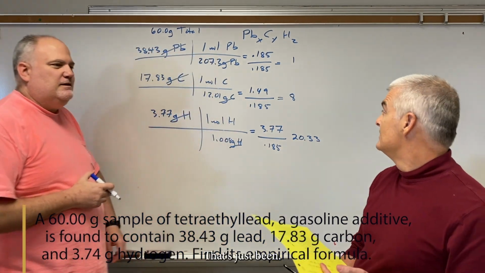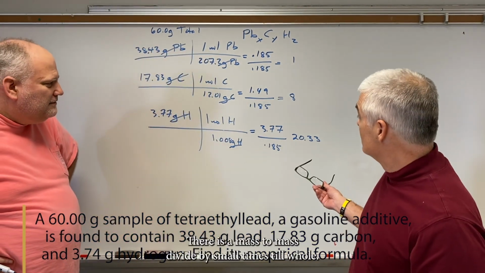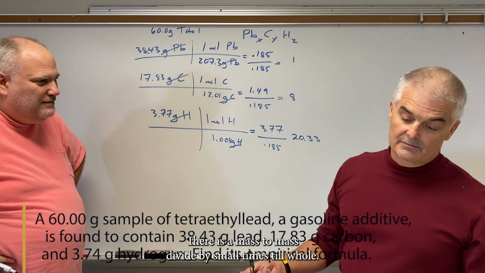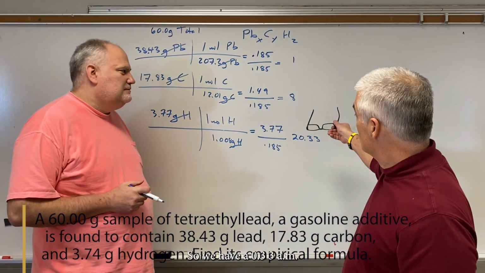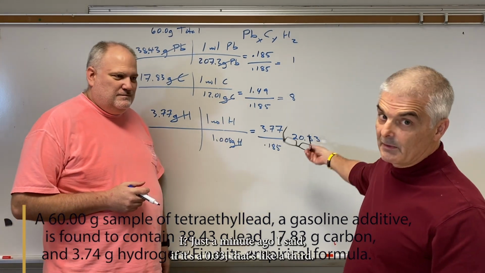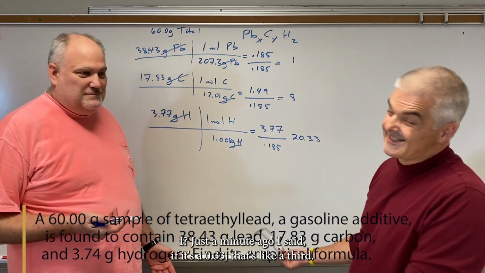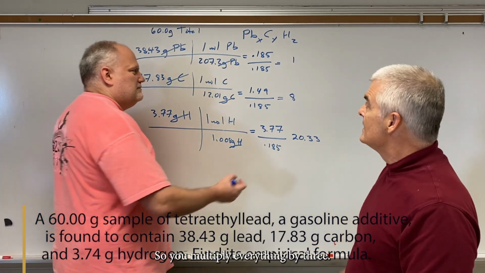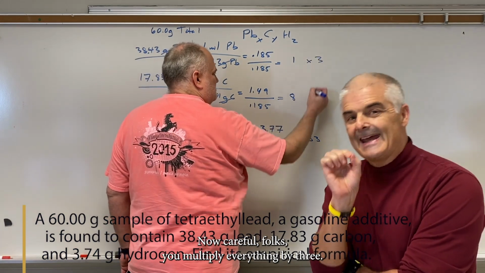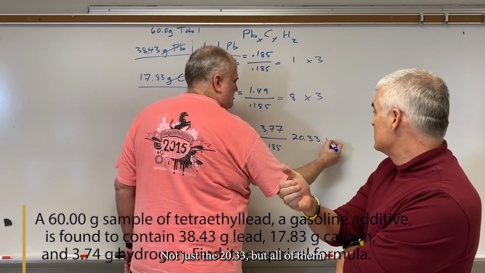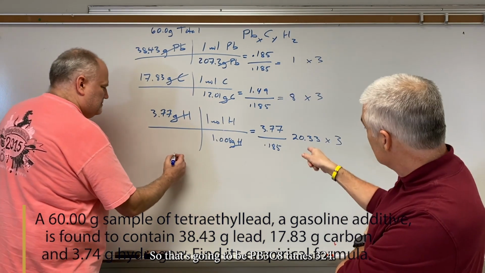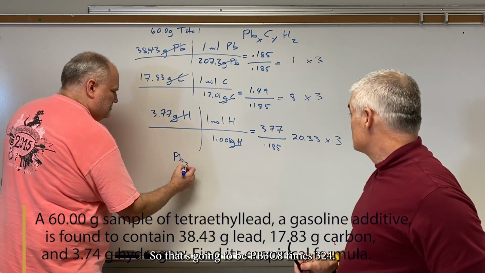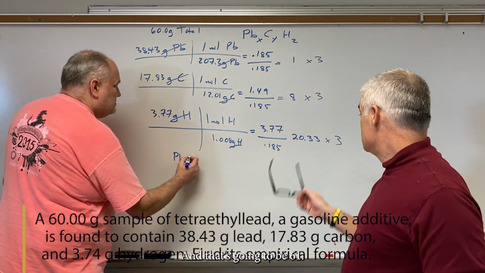So what do you do there is percent to mass, divide by small, times till whole. So we have a 0.33. I remember just a minute ago I said if it's a 0.33, that's like a third, so you multiply everything by 3. Now careful folks, you multiply everything by 3, not just the 20.33, but all of them. So that's going to be Pb3, C, 8 times 3, 24, and that's going to be 61, right?